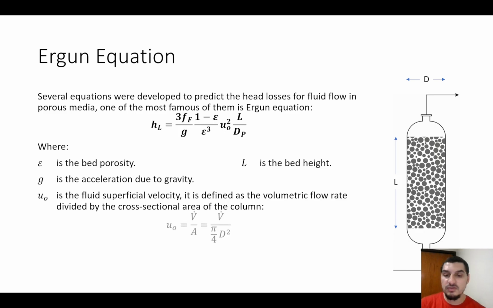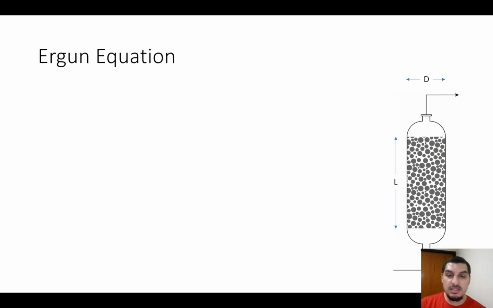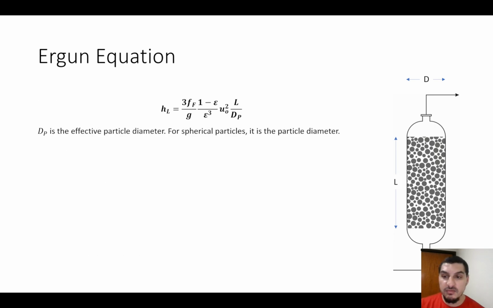So the superficial velocity is the volumetric flow rate over the total area of the column, which is pi over 4 d squared. This is the diameter of the whole column. Now we have the dP. dP is called the effective particle diameter.